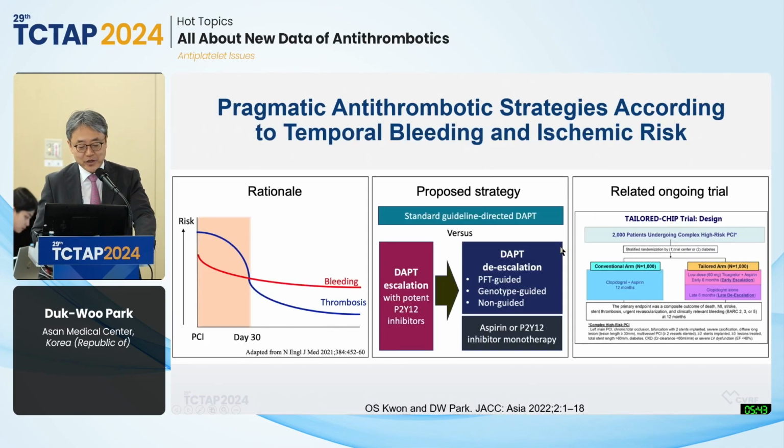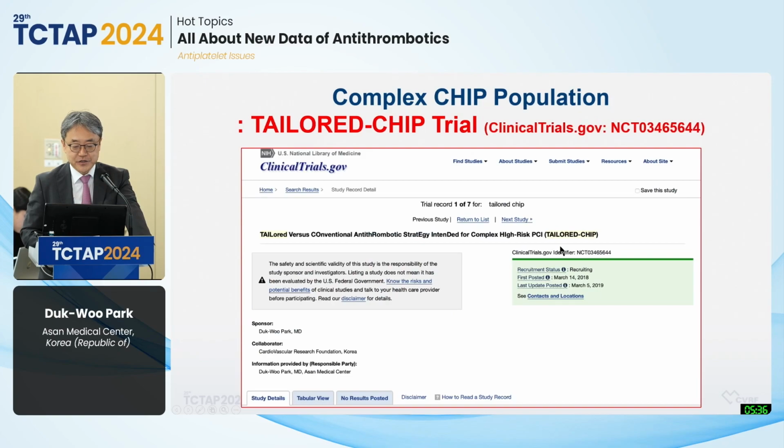So that would be rational: in the early part we can do some escalation, and in the later part we can do de-escalation. And I'm going to mainly focus on the TAILORED-CHIP trial.